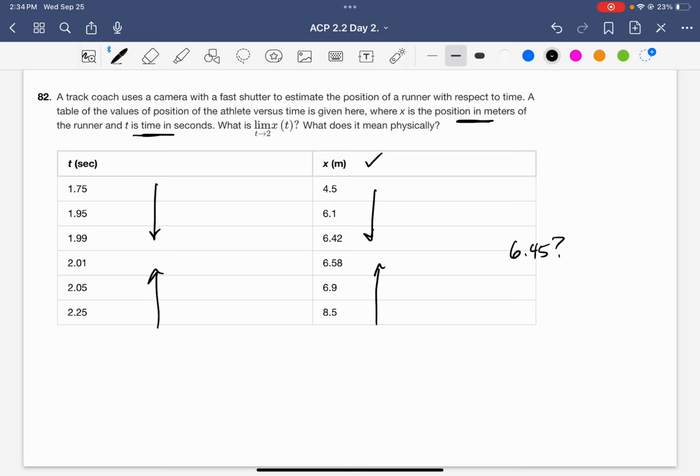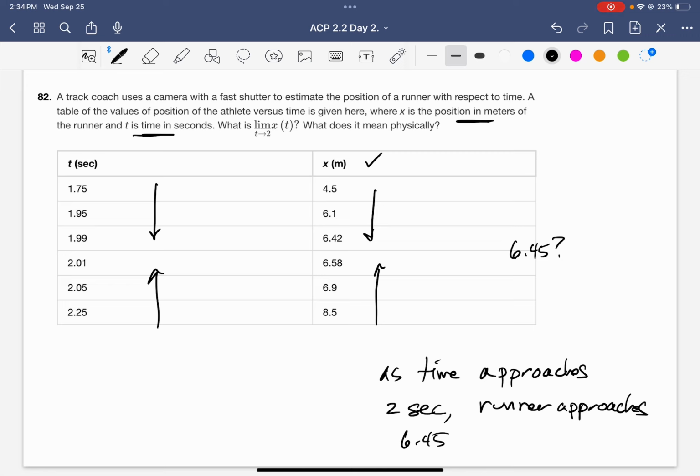And what does that mean physically? That means as time approaches 2 seconds, the runner approaches 6.45 meters away. That's one way to say it.